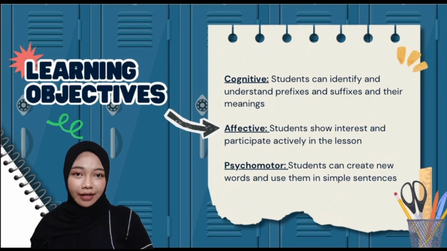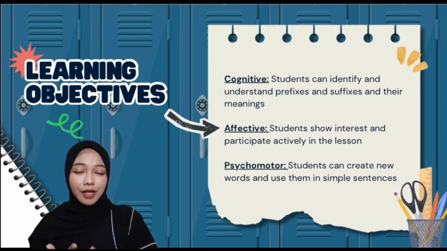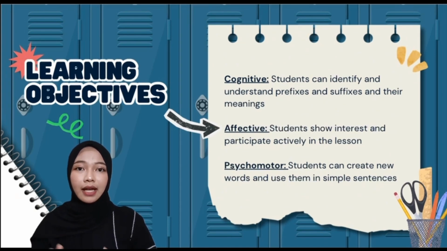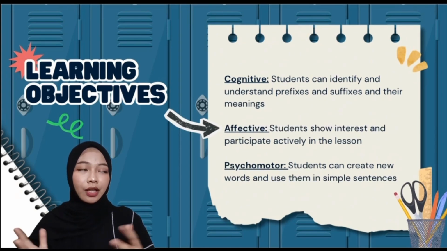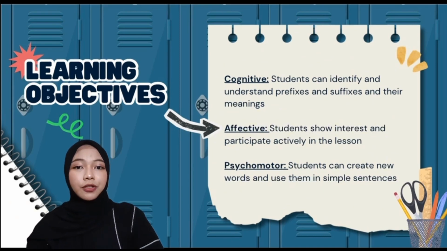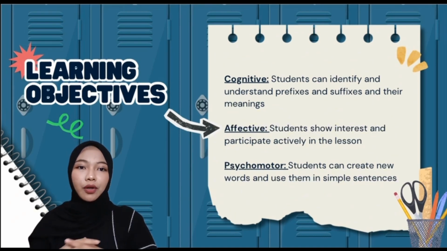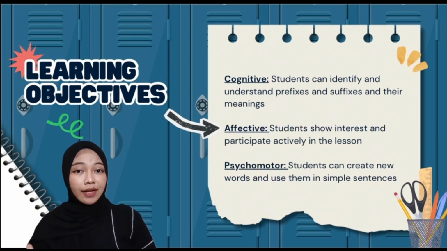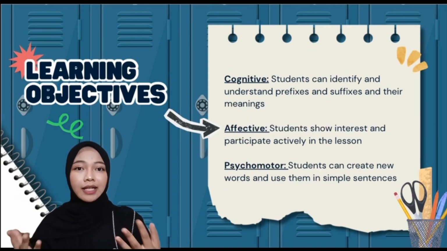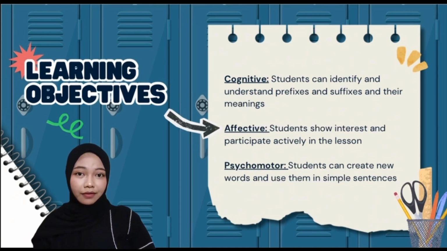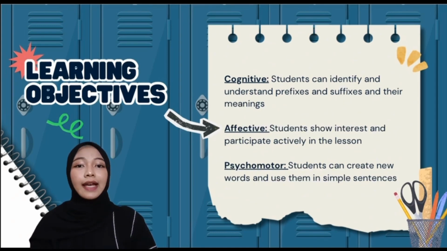The second is the affective aspect. In this aspect, students are expected to show interest and a positive attitude during the learning process. For example, they actively ask and answer questions and participate in classroom activities. In addition, students are also expected to be more confident in using English, even in simple forms, because attitude and confidence are also important in learning a language. A positive learning attitude will help students enjoy the lesson and stay motivated.